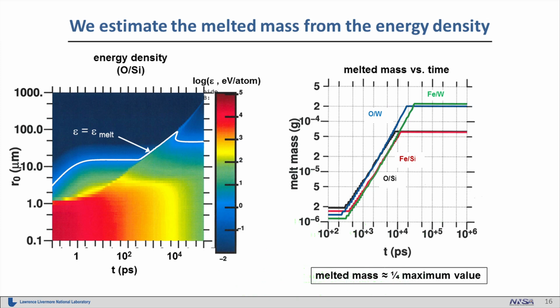And what you see is that the ultimate mass that's melted in these simulations is mainly dependent on the spacecraft material rather than the projectile material, the grain material. And it's about 6 times 10 to the minus 5 grams for a silicon spacecraft material, and about 2 times 10 to the minus 4 for tungsten. Both of these numbers are about a quarter of what you could theoretically melt if you turned all the energy of the grain into melting. So it's somewhat less. Now, a caveat, these are based on just 1D simulations. You really need to do 2D simulations to get a better handle on that.